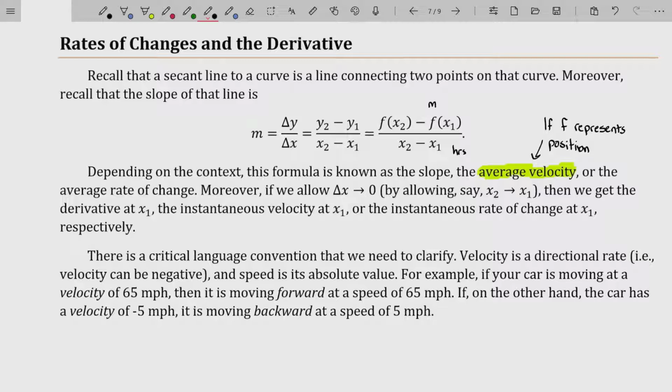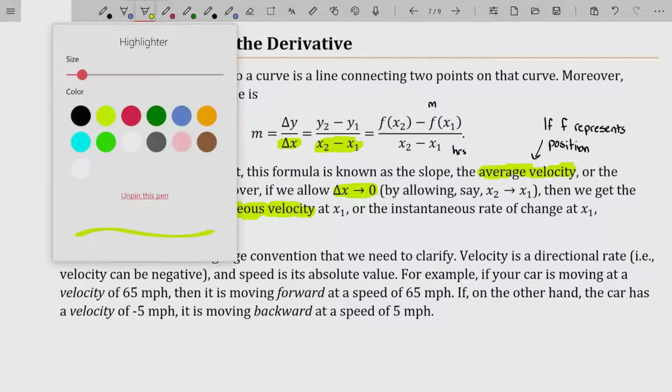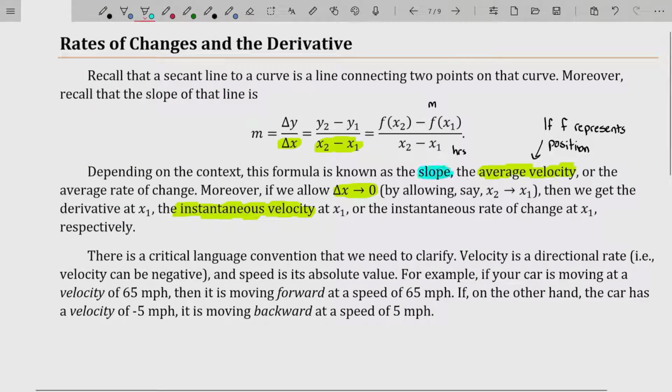If we allow delta x to approach 0, that's the statement right here, by allowing x2 to approach x1 or vice versa, then we get the derivative, which is the same thing as the instantaneous velocity. So when you allow those 2 points to get closer together, or in other words, delta x to approach 0, you shift from looking at a slope to looking at a derivative. I should probably color code that. So if it's a secant line, you have a slope. If those 2 points, x1 and x2, get dragged close together, it's called a derivative.